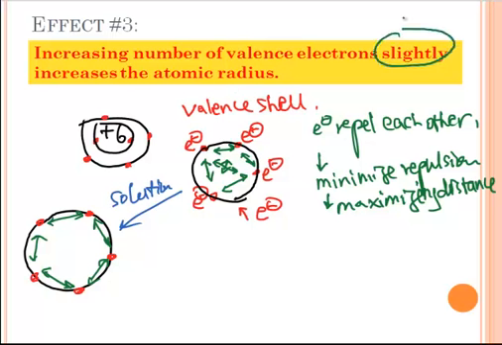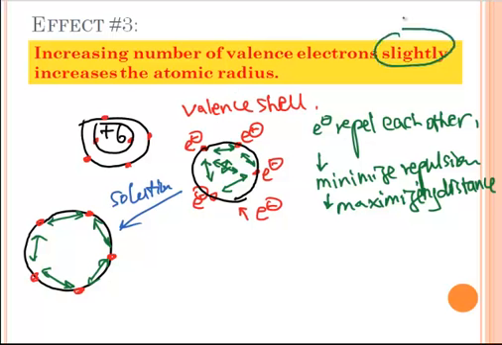So now let's review a little bit. Effect number 1: we increase the number of principal energy levels, the number of rings, and we significantly increase the size. Effect number 2: we increase the nuclear charge in the middle, and we make the radius smaller because of the stronger attraction. Now the third one: if we increase the number of valence electrons, if we have to put additional electrons on the same principal energy level, we have to enlarge the shell slightly, hence increasing the atomic radius slightly.